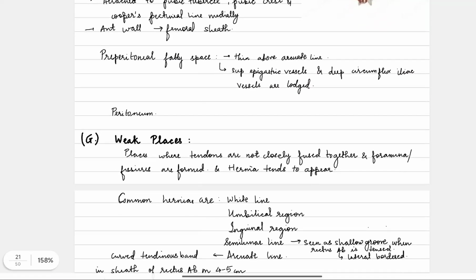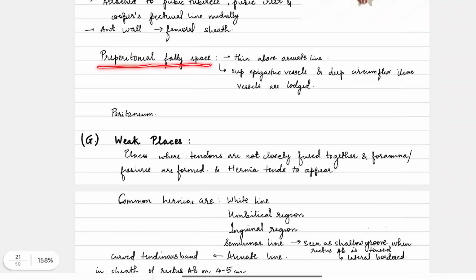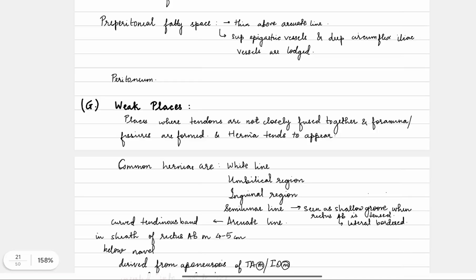Fine. Now preperitoneal fatty spaces. It is thin above the arcuate line. Okay. And superior epigastric vessels and deep circumflex iliac vessels are present. Then the last layer is the peritoneum.